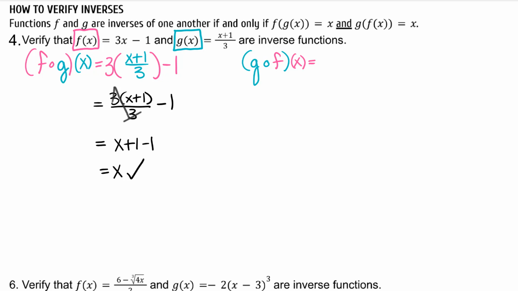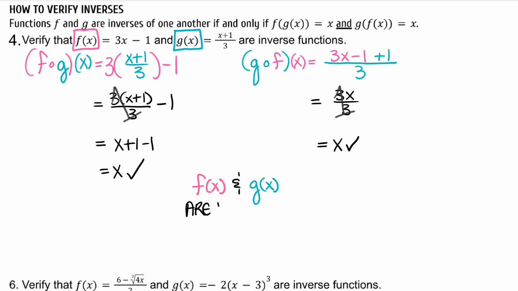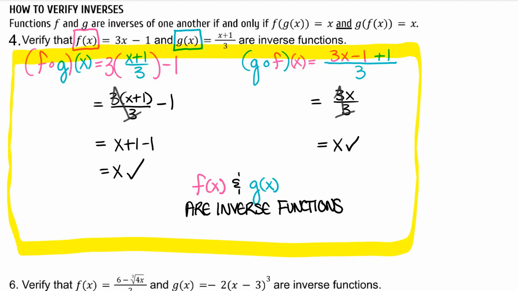Now we need to show the steps for g composed with f of x. Plug in the f function into the input for g. Now simplify the numerator and then reduce. Because the composition of f with g and g with f simplified to be x, then f and g are inverse functions. And remember that every step of your work is part of your answer, because this verification is an example of an algebraic proof.